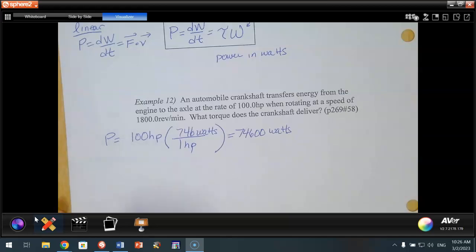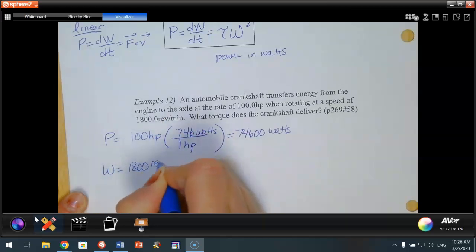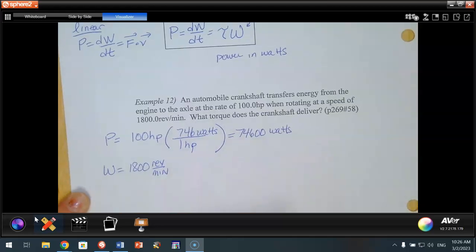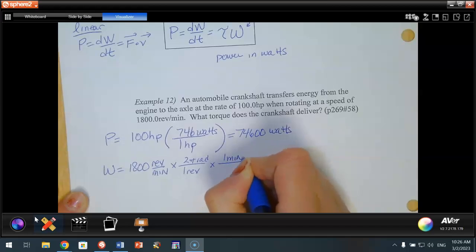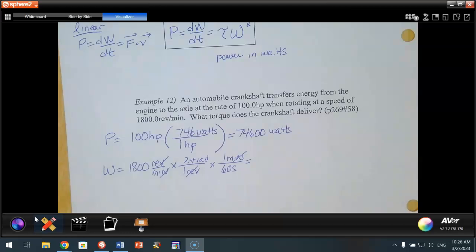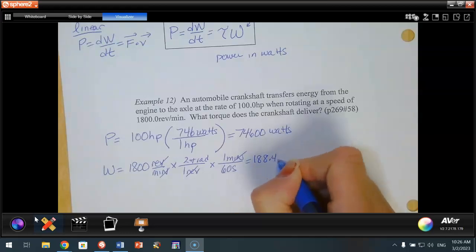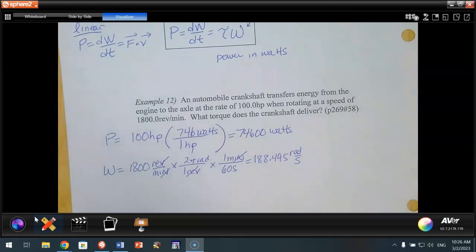And it says that it's rotating at a speed of 1800 revolutions per minute, so that's your omega. And I know that this power equation is going to require that I change this to radians per second. So in 1 rev, there's 2 pi radians, and in 1 minute, there's 60 seconds. So let's take 1800 times 2 times pi divided by 60. And I get 188.495 radians per second is my speed of the crankshaft spinning.